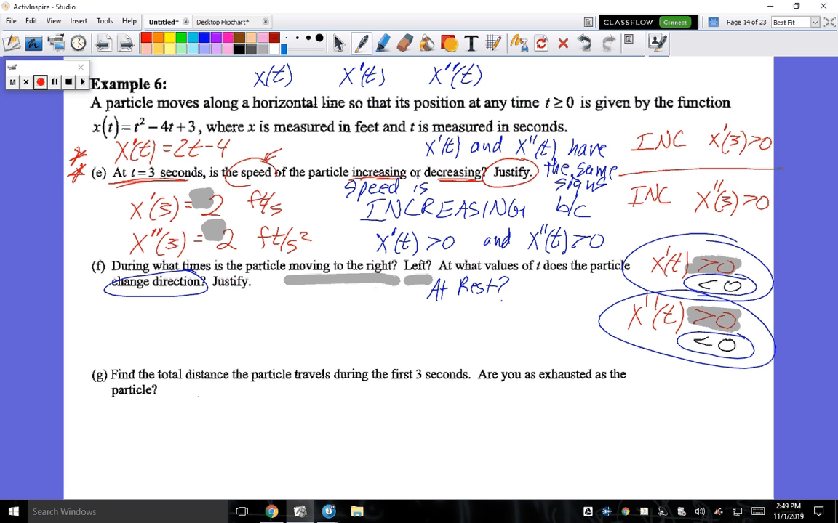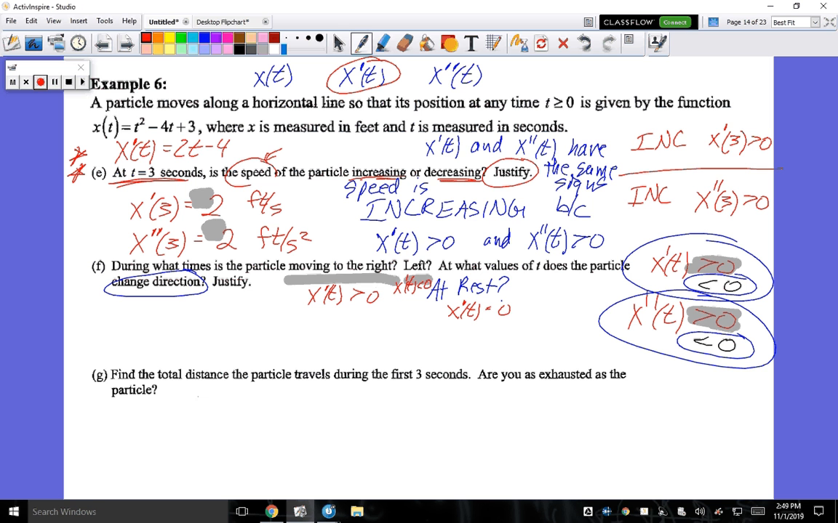Say again? X prime, yeah. I'm going to look at the velocity on this. Okay? Because it will be moving to the right when my velocity, otherwise x prime of t, is what? Positive. That's how I want you to write it. You can write POS if you want, but greater than 0 is just a little bit more mathematical than saying it's positive. If it's moving to the left, it's whenever the derivative is negative. And at rest, obviously, it's going to be when the derivative is what? Equal to 0.